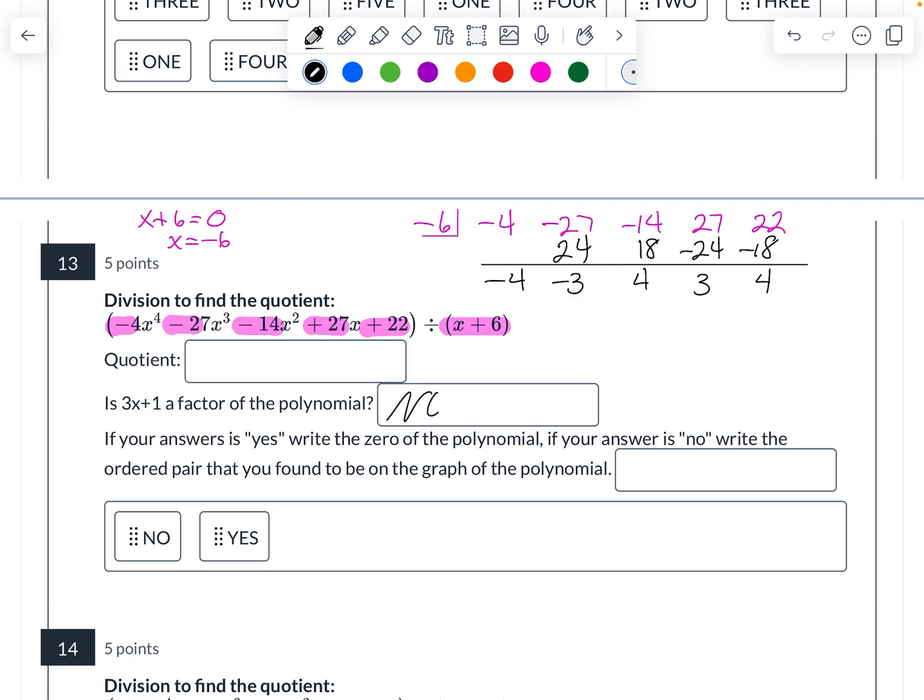So the remainder is 4, which is not 0, so the answer is no. But this number and this number make the ordered pair. So the ordered pair is negative 6, 4. And the answer is negative 4x to the power of 3 minus 3x to the power of 2 plus 4x plus 3 plus 4 divided by x plus 6. And that's how you type that into Canvas.